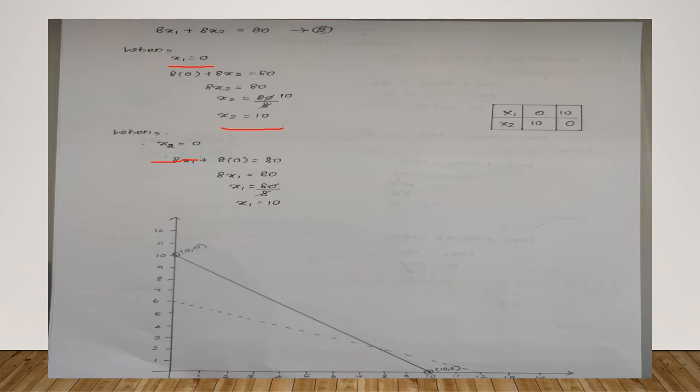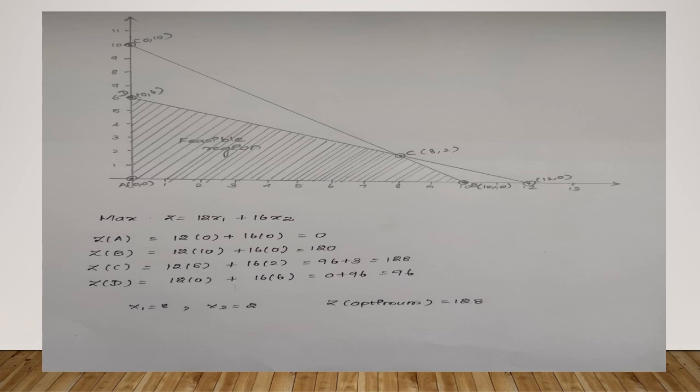Now I have two lines. See here, this is the second equation and this is the first equation. When I consider these two lines, this is found to be the feasible region. I have shaded it using lines. So this is the feasible region.